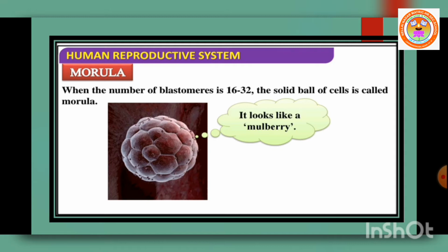A morula is usually produced in those species whose eggs contain little yolk and consequently undergo complete cleavage. So, when the number of blastomeres is 16 to 32, the solid ball of cells is called the morula. It looks like a mulberry.